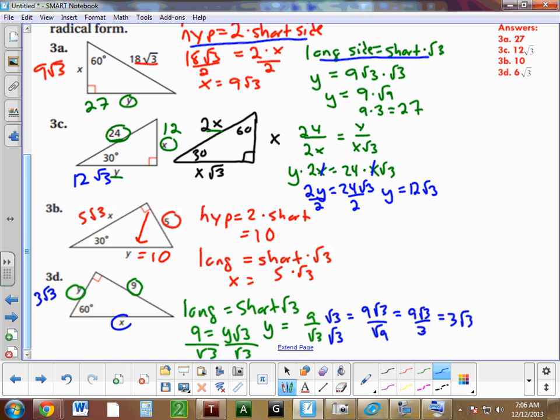Good part is the hypotenuse is real easy to get because once you get the short side, the hypotenuse is just 2 times the short, which is 2 times 3 root 3, which is 6 root 3. And that was the other one.